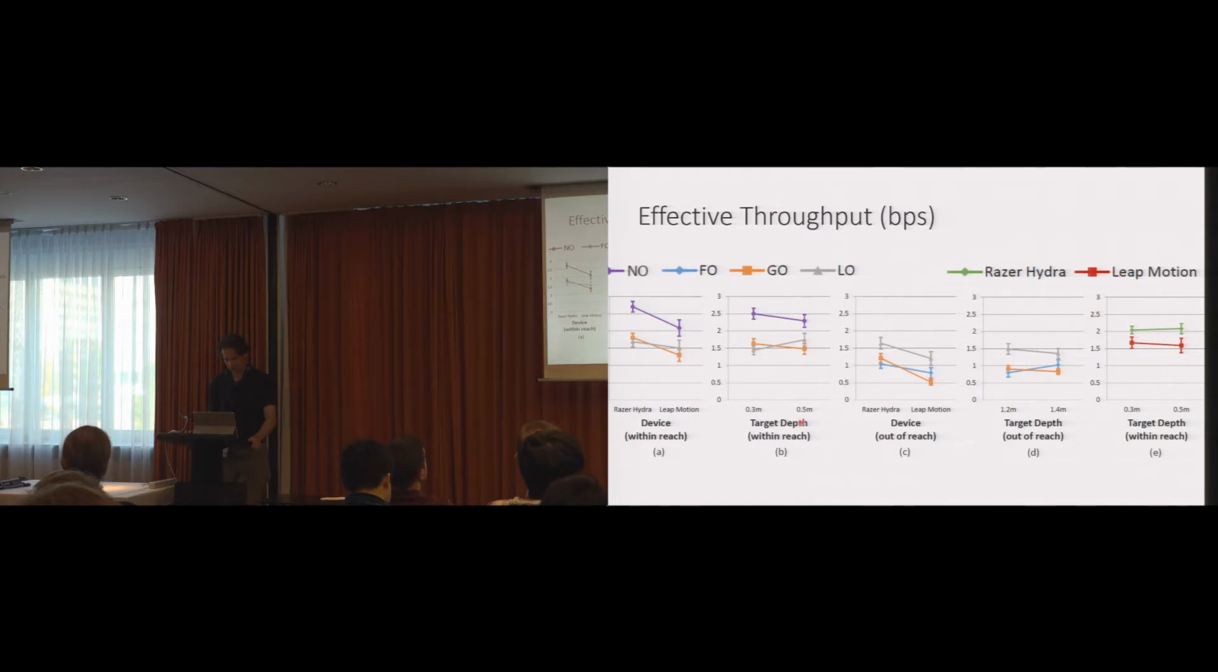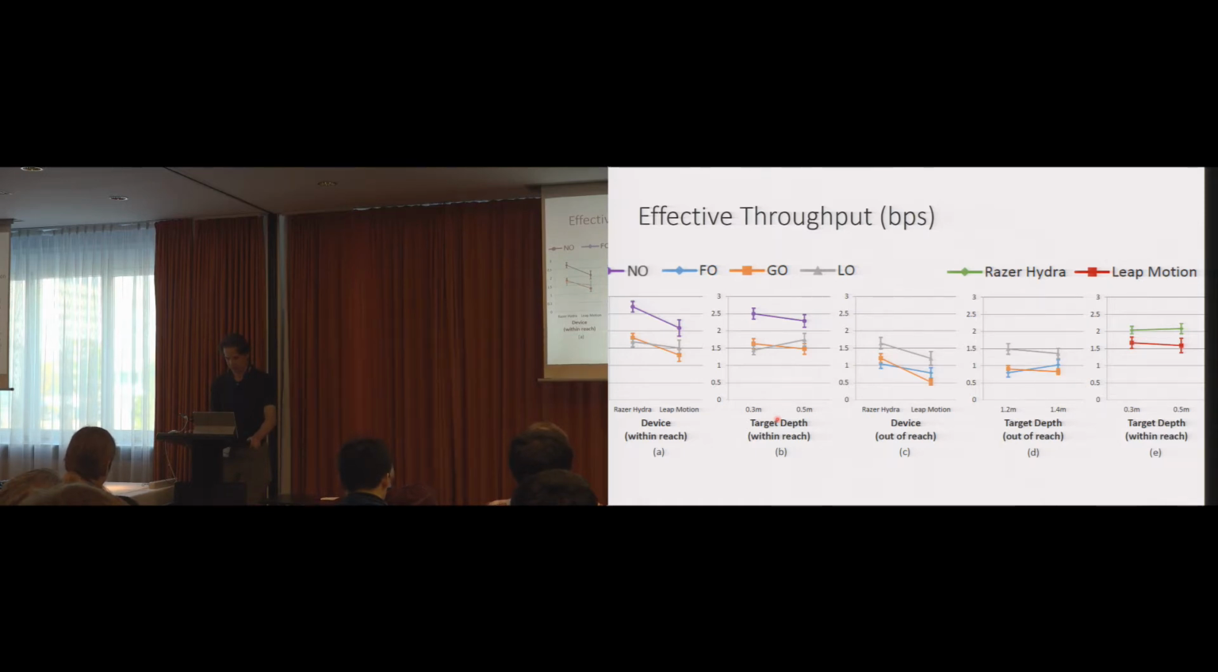There are a lot of interaction effects. In A, for the Hydra, the go-go and the linear offset did not differ, but when you switch to the Elite Motion, the linear offset had a higher throughput than the go-go. So again, these device differences are fairly consistent across the measurements.